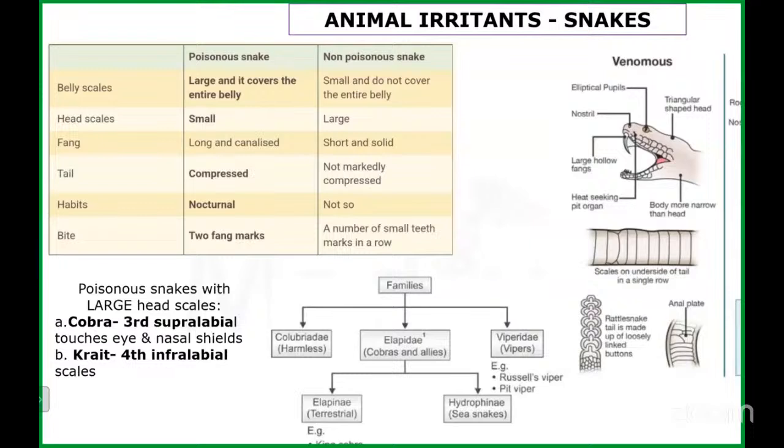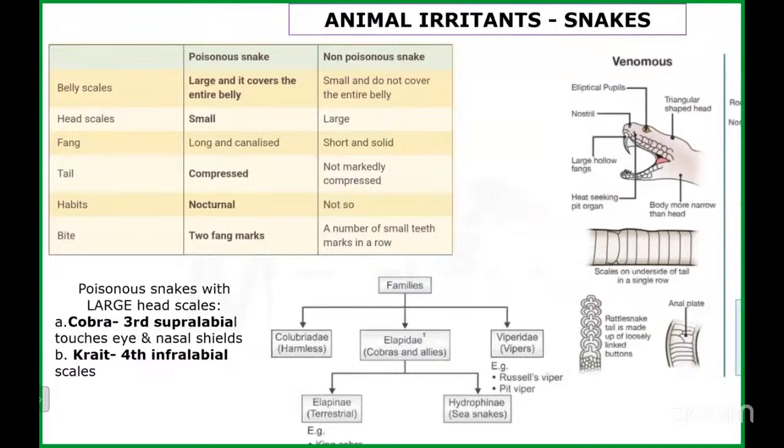There are only two types of poisonous snakes which have a large head scale, which is very much in contrary to what the other poisonous snakes have. Number one is cobra, where the third supralabial scale is large, and krait, where the fourth infralabial scale is large. So these are the only two poisonous snakes having large head scales. Cobra, the third supralabial. How do you remember? C for cobra. C is the third alphabet. Krait is the fourth infralabial scale, which is large. Otherwise, all the other features are the same in them: they have a compressed tail, nocturnal feeding habits, and two fang marks when they bite.